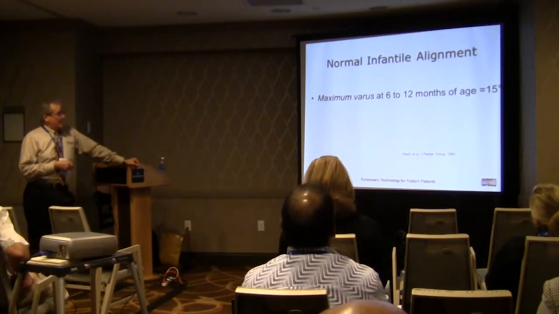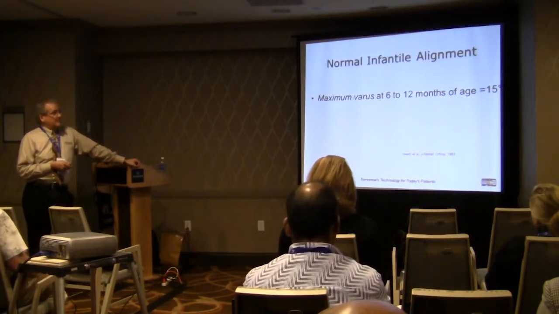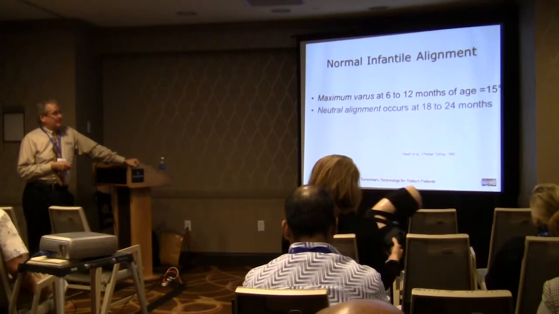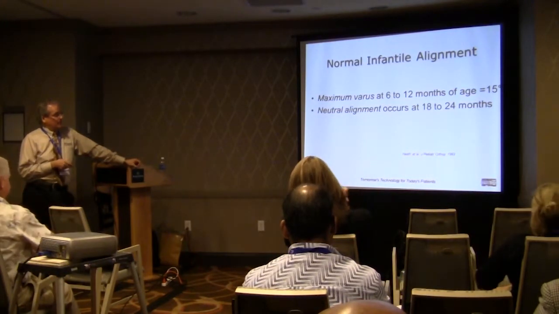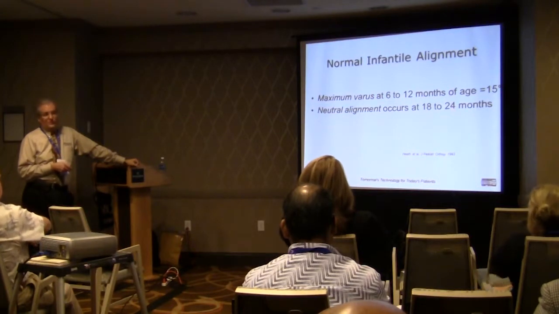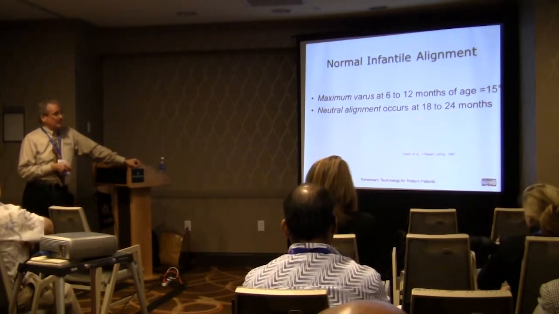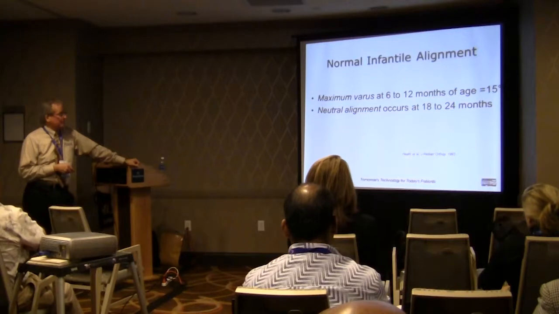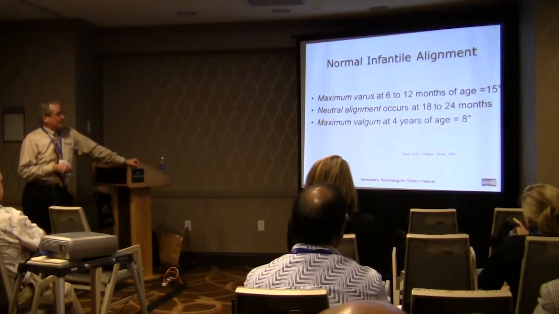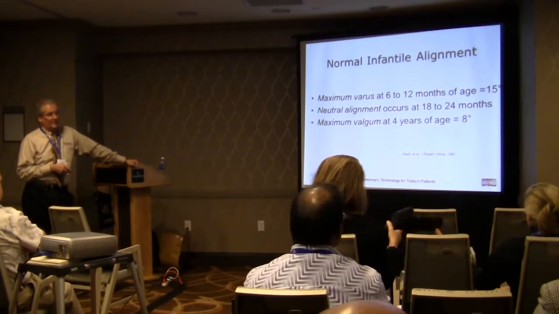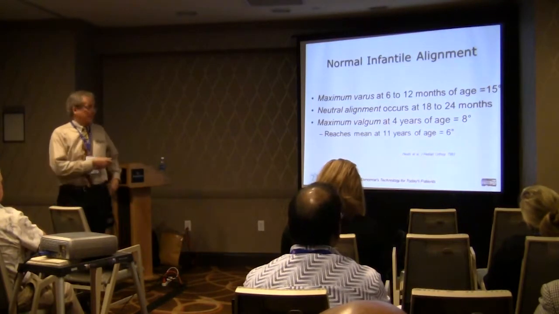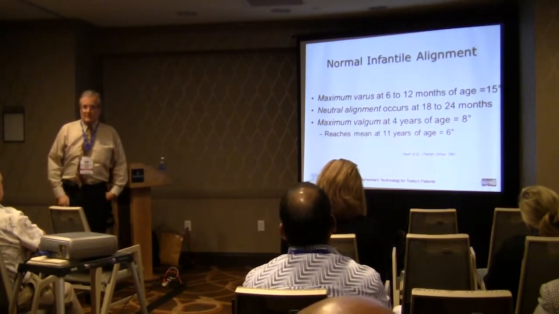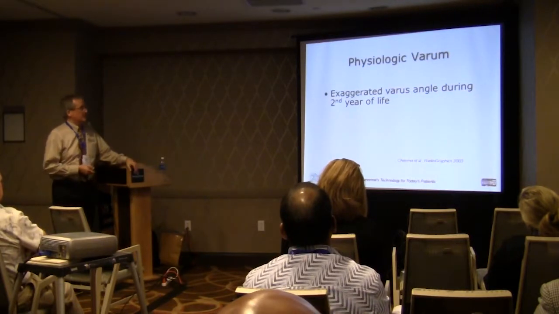To summarize that, maximum varus at 6 to 12 months of age is about 15 degrees, okay? And they should start to neutralize after that up to about 2 years of age. You want to start seeing things change dramatically over this 6-month period here. Maximum valgus at 4 years of age is about 8 degrees, so it's normal to have that. And by 11, things have stabilized, and they usually end up with about 6 degrees of valgus as a general rule.